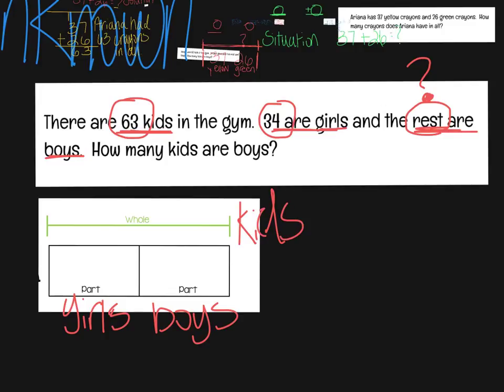Okay? So now I put in my labels. Let's put in my numbers. Do I know how many girls I have? I sure do. How many? Good. 34. We have 34 girls. And do we know our boys? No, we don't. That's our unknown. So what should I put in that box? Good. The question mark. Do I know how many kids total I have? I do. It's what? Good. 63.